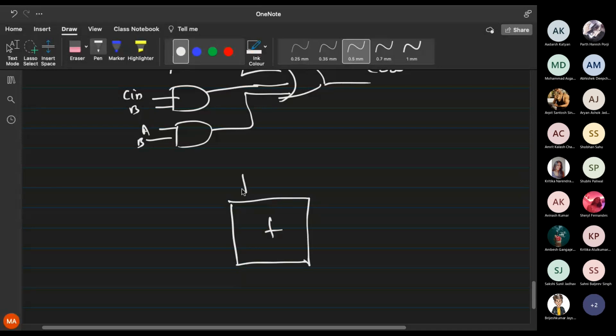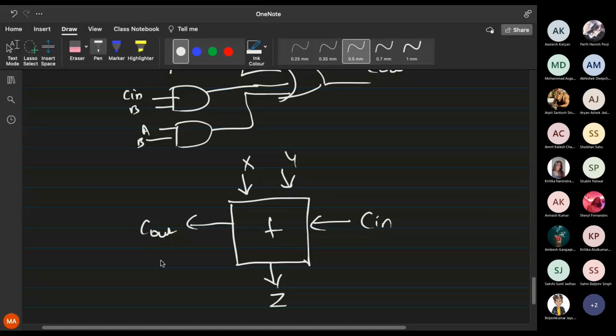That full adder will take 3 inputs. One is X, the other is Y, and the other input is C in, which is the previous carry. It will generate 2 outputs. One is Z, which is the sum, and the other is C out, which is the current carry. Is that clear? Yes, sir. That is what is called a full adder. Fine. Anybody has any doubts so far? No, sir. Anybody else? I should get the response from everyone. Clear so far? Yes, sir.